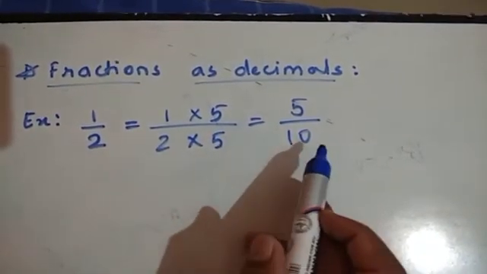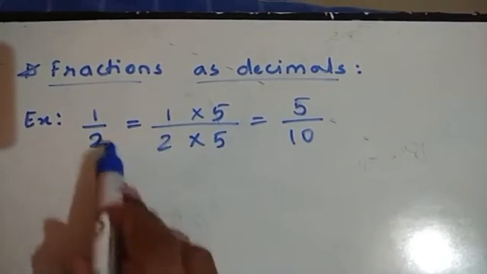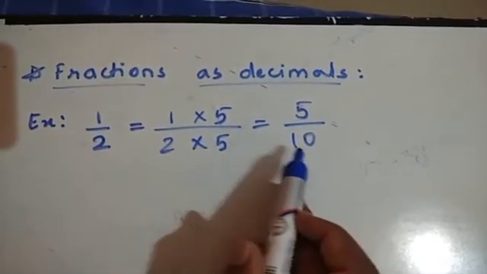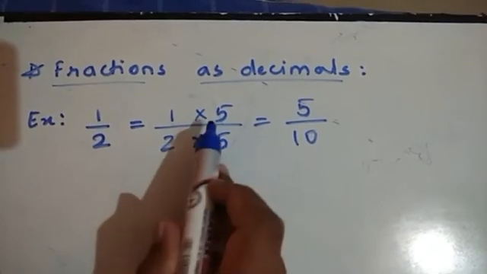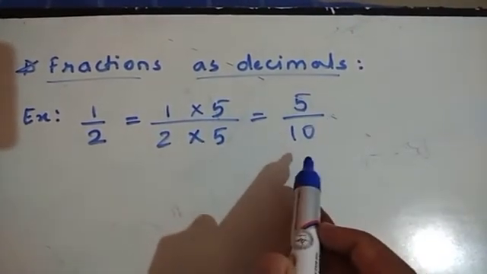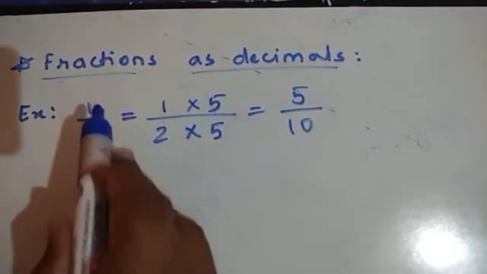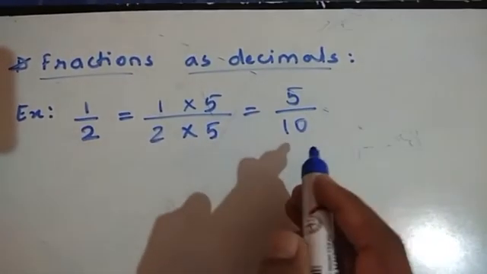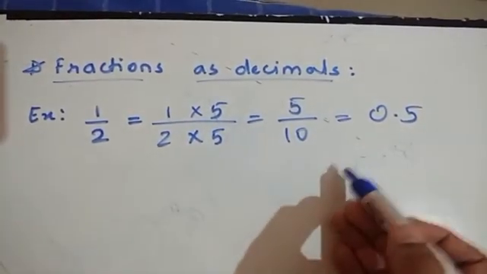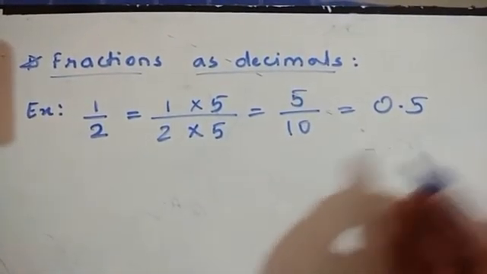To make the denominator equal to 10, by which number do we have to multiply this 2? With 5. So 5 twos are 10. If we multiply the denominator by 5, multiply the numerator also by 5. 5 ones are 5. Therefore 5 upon 10 is the new fraction, the equivalent fraction of 1 upon 2. Now this we can write as a decimal easily. Therefore 5 upon 10 in decimal is 0.5.